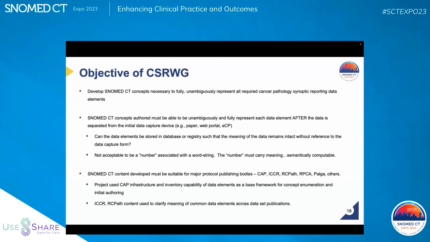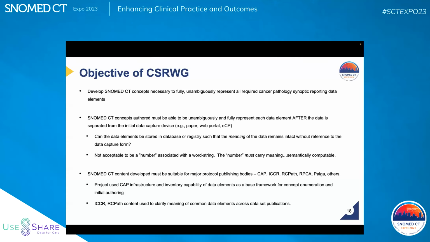So here is specifically the objectives: develop all the SNOMED CT concepts necessary to fully and unambiguously represent all required path synoptic data elements. Okay, so that was it. And that was the boundary, if you would, of the project. We had to make sure that all the concepts were unambiguous and fully represented each data element after it was separated from the mode of collection.